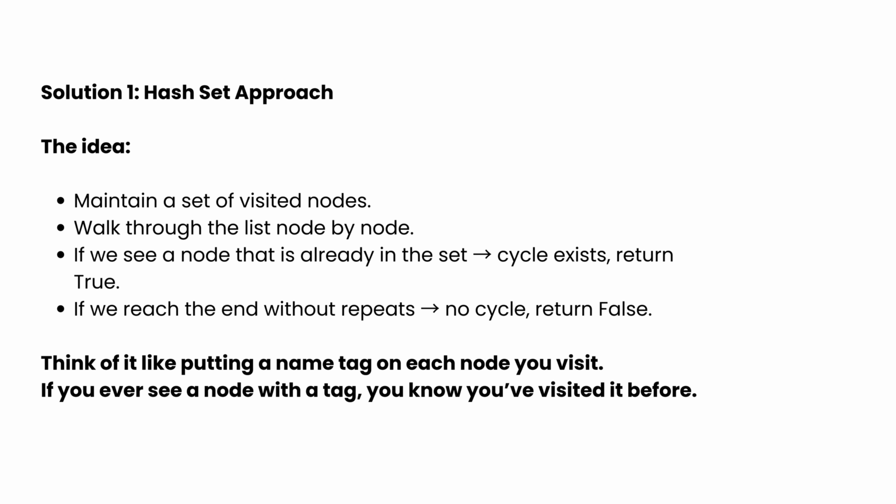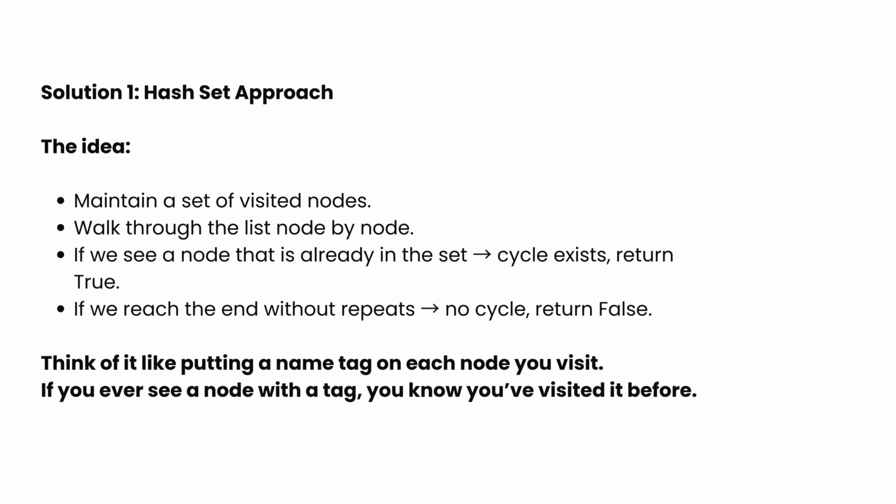The idea: maintain a set of visited nodes. Walk through the list node by node. If we see a node that is already in the set, a cycle exists, so return true. If we reach the end without repeats, there is no cycle, so return false. Think of it like putting a name tag on each node you visit. If you ever see a node with a tag, you know you visited it before.